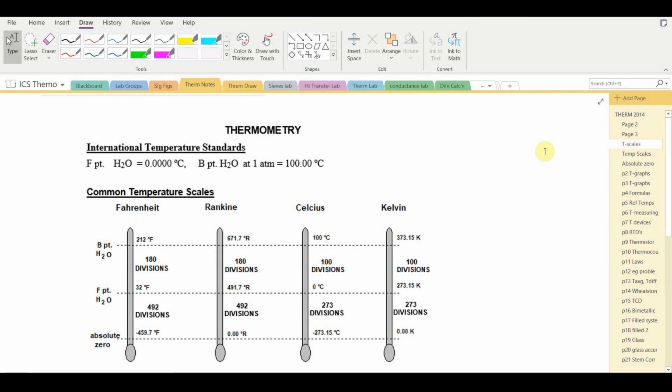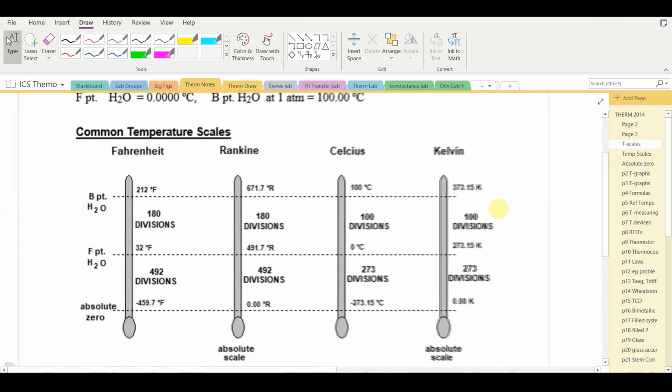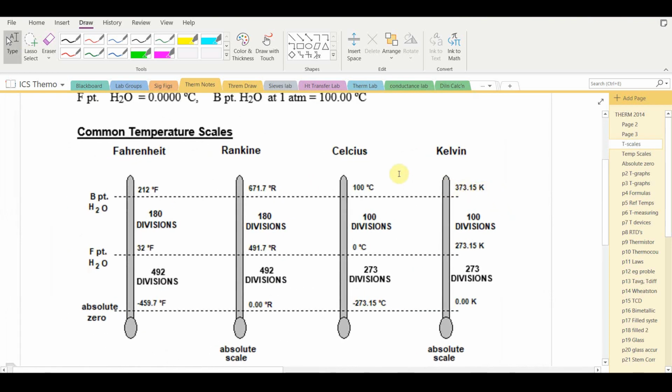We'll begin our study of industrial control systems with a unit on thermometry. And this is the first lecture on thermometry. It's page 1 in your notes. There are 4 industrial temperature scales that are in use. You see them here: Celsius and Kelvin, Fahrenheit and Rankine.